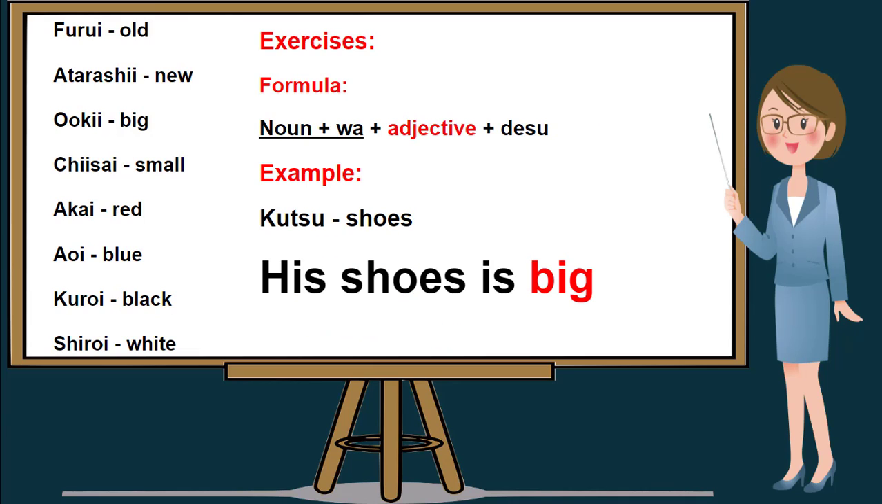This time, we will have an exercise. And I'll be giving kutsu or shoes as an example to be used in this sentence. You will be translating this sentence in Nihongo using the noun kutsu and big, which is oki. I'll be giving you 5 seconds to translate this sentence in Nihongo. This sentence is, his shoes is big. And your 5 seconds start now.